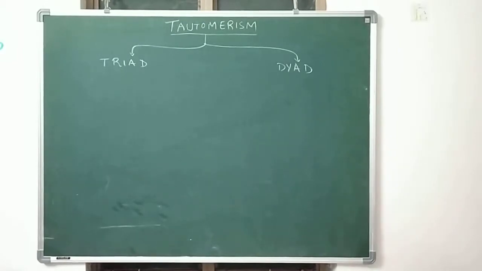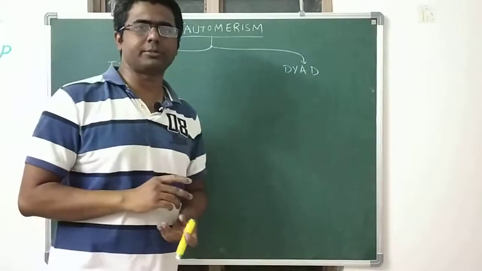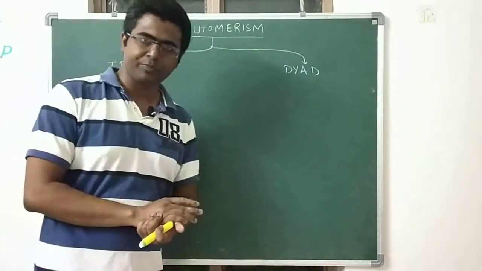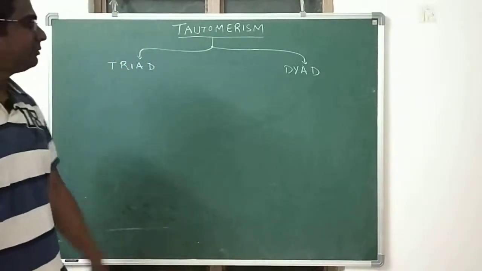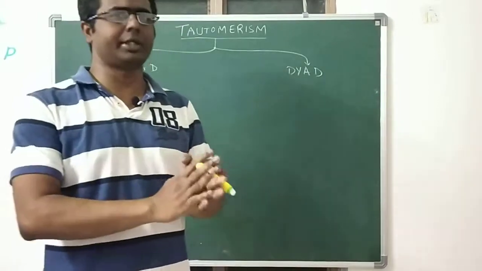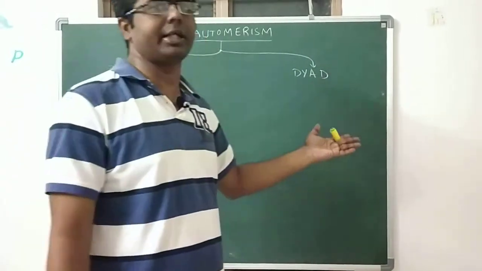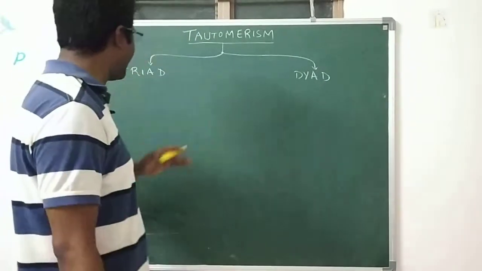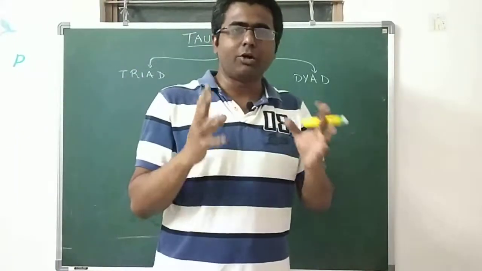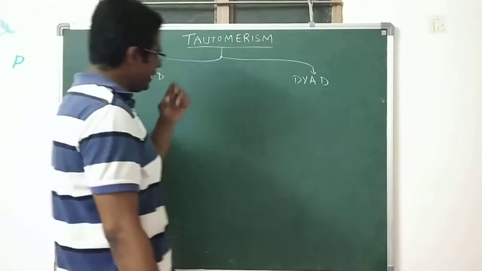Now we'll be discussing the types of tautomerism. There are basically two types of tautomerism that are exhibited in different types of organic compounds. Number one is triad and number two is dyad. Remember, triad is much more important than dyad, so do not get lost in the dyad system. I will explain the dyad system first and then go into triad, so that your mind is focused only on the triad system, because most of the questions will be asked on the triad system. Let's go to dyad first.